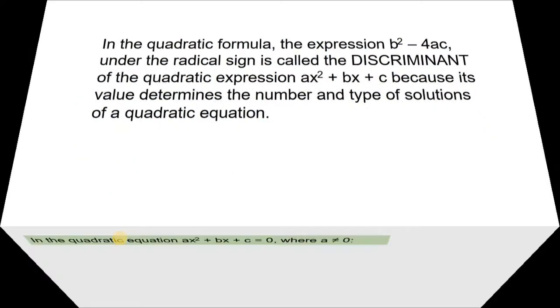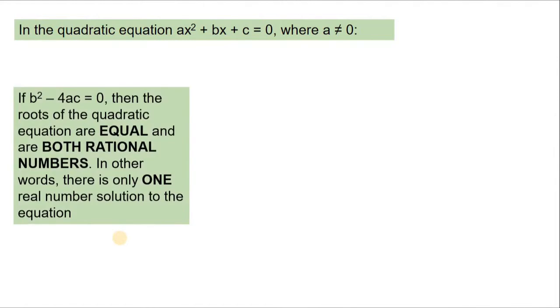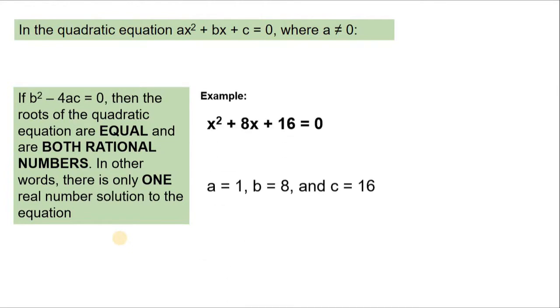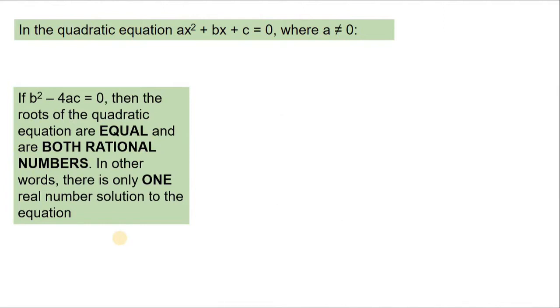Right, in the quadratic equation ax squared plus bx plus c equals 0, where a is not equal to 0, if the value of the discriminant is equal to 0, then the roots of the quadratic equation are equal. If b squared minus 4ac is equal to 0, then the roots are equal and both rational numbers. Again, equal and both rational numbers. So remember that if the discriminant value is 0, in other words, there is only one real number solution to the equation since they are equal.